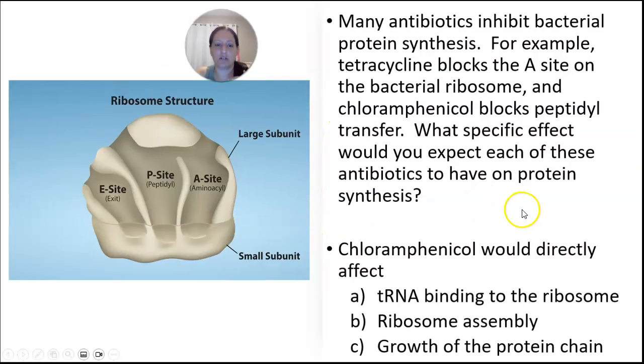And the follow-up question, this is the same question again, except for now we're looking at chloramphenicol. What would that directly affect? So I got to look back. That blocks peptidyl transfer. So which one of those would be affected? So that would be C, growth of the polypeptide chain. If you can't transfer the polypeptide chain, it can't grow, right? It has to be transferred during this process to grow.